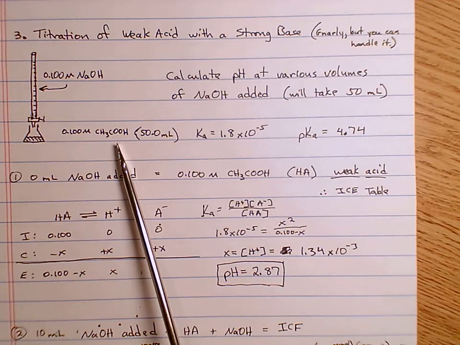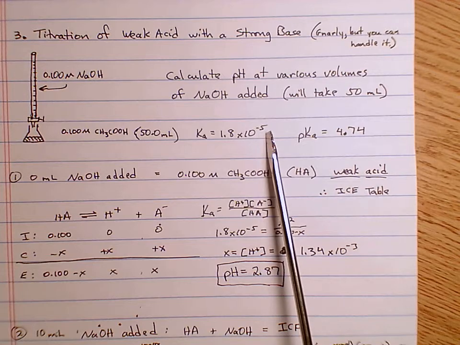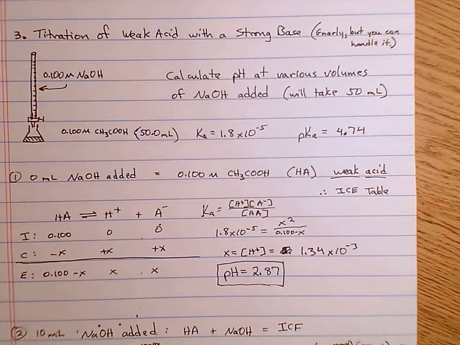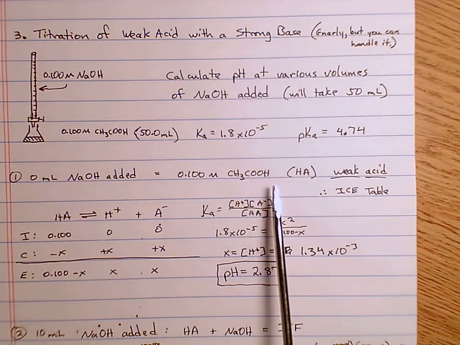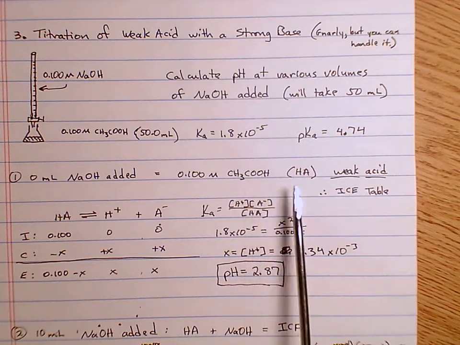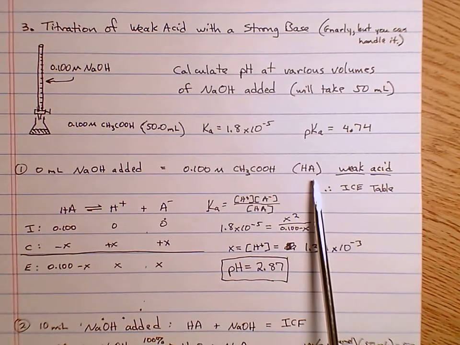Some interesting things we might want to know: the Ka of acetic acid is 1.8 times 10 to the minus 5. The negative log of Ka is pKa, and it's 4.74 for acetic acid. That will be necessary starting at the first calculation. Before we add any sodium hydroxide, what's the pH inside this weak acid? Oh no, it's a weak acid. It's not a strong acid that dissociates 100%. From now on, we're going to call it HA, so I don't have to write all this out every single time.